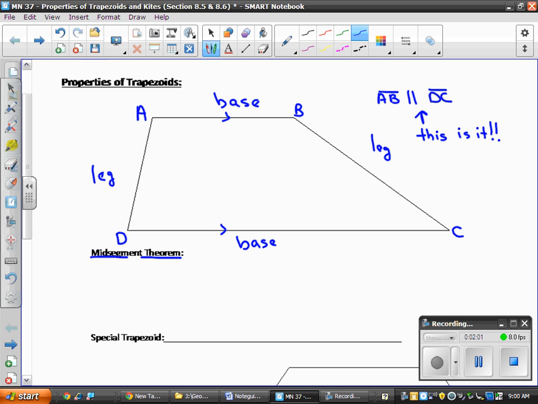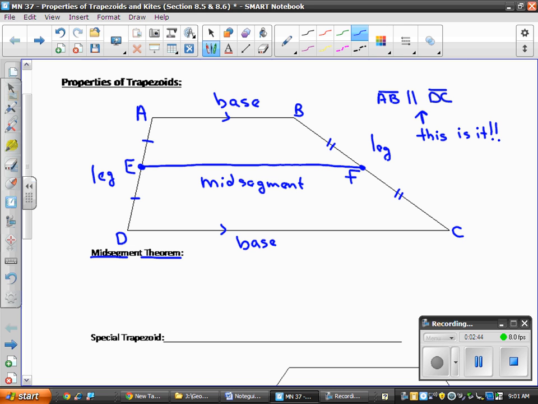What the mid-segment is: we have a midpoint over here, and we'll name it E. That means that this length is equal to this length. And over here on BC, we have another midpoint, right here, and we'll call that F. That means this length is equal to this length. And the mid-segment is literally when you connect those two points. So this right here is the mid-segment.